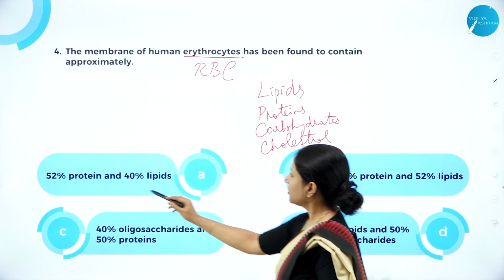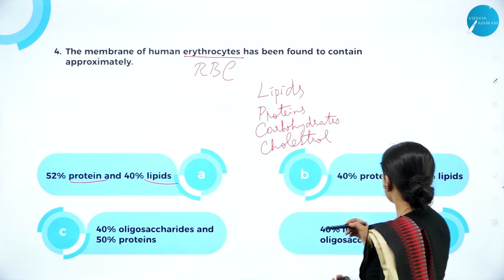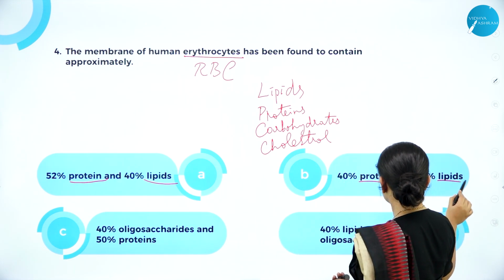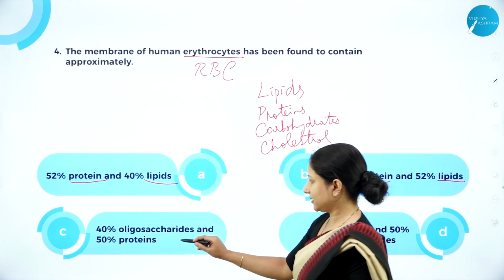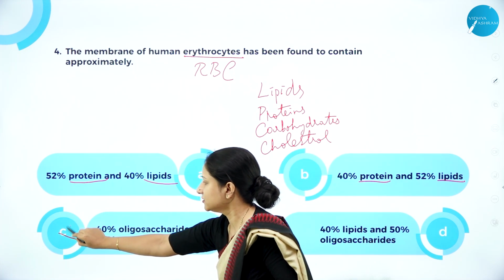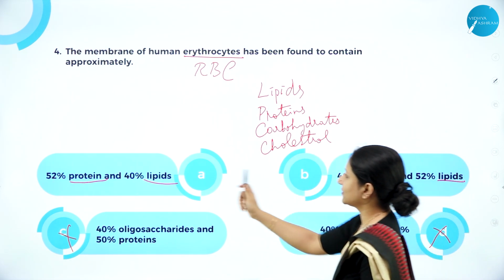So now here protein is there, lipid is there, that's correct. Here also protein is there, lipid is there. Oligosaccharide, no, they don't have oligosaccharides in them. So we can eliminate these two options. Now we have to choose between this and this.